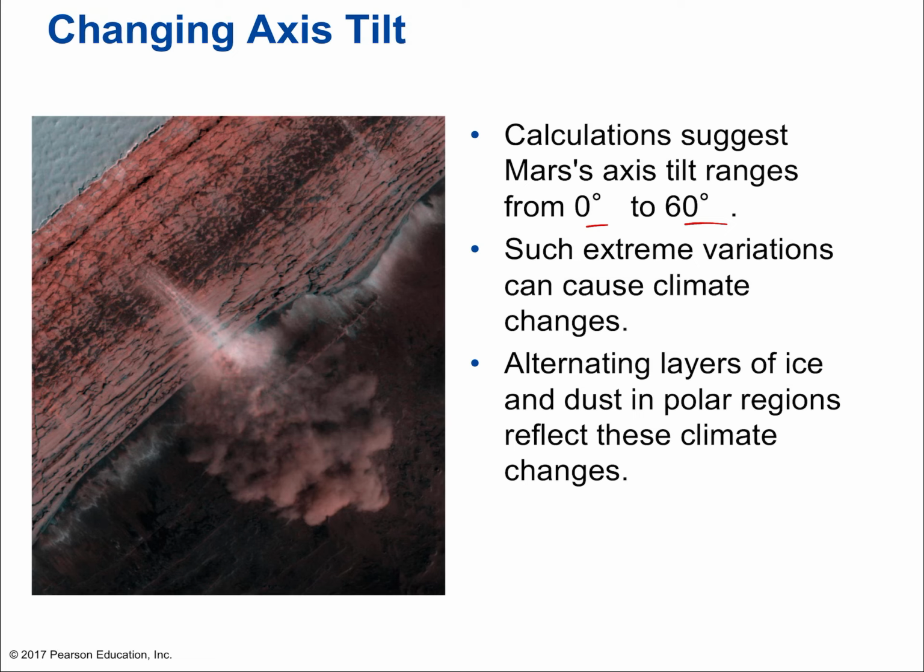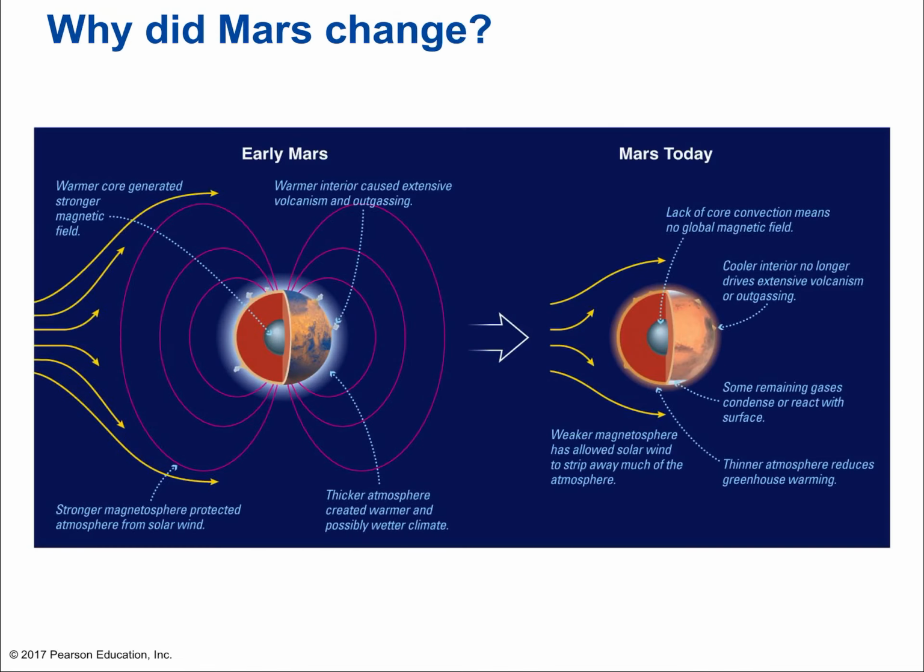Alternating layers of ice and dust in the polar regions reflect these climate changes, so we can kind of look for evidence of that. Eventually we'll be sending probes to the poles of Mars. We haven't done so so far, only rovers, for example, and we'll learn even more about the mysteries of this neighboring planet.